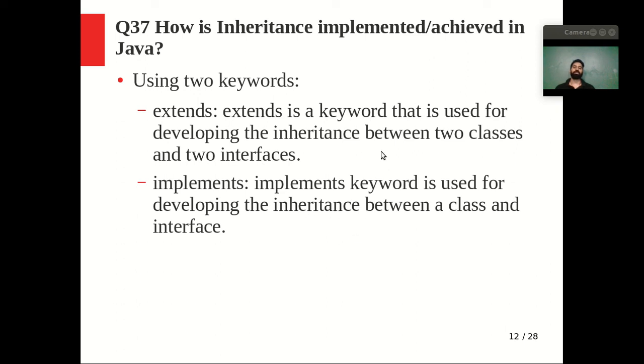So let's say that I want to develop an inheritance between two classes, then I will use the extends keyword. Let's say I want to implement inheritance between two interfaces, then in that case I will use the extends keyword. Let's say the third scenario, I want to use inheritance between a class and an interface, then we have to go with implements, right? So if we want to go with the same types, classes, then we have to use extends, and if a class and interface, then we have to use implements.